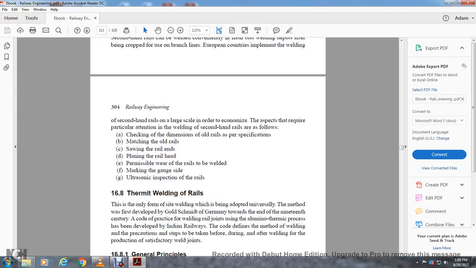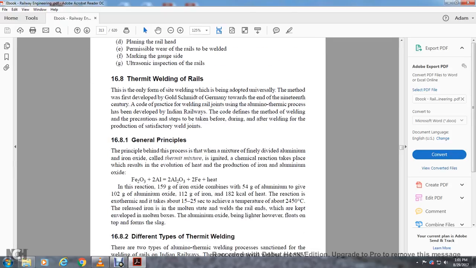The code of practice for welded rail joints by the aluminothermic process has been developed in Indian Railways. The code defines the method of welding and the precautionary steps to be taken before, during, and after the welding for the production of satisfactory welded joints.